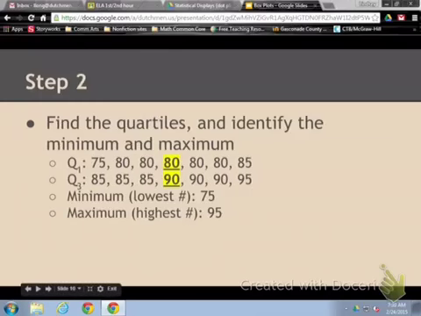Step 2, we've got to find our quartiles. So we take everything below the median, which is 85. We find the middle of it for our Q1, which is 80. Then we take everything above our median, and we find the middle of it, which is 90. Then we have to identify our minimum and maximum values. Well, we just look at where the outside points are, our lowest number and our highest number. So that would be 75 for our lowest and 95 for our highest.